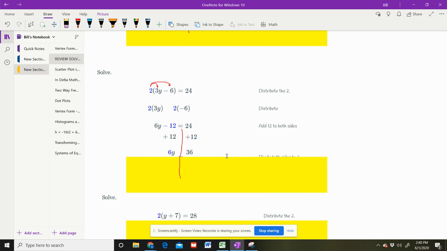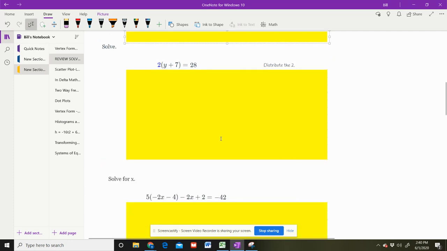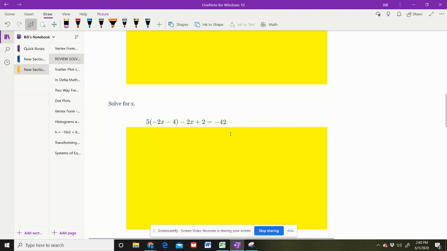I want to get the y all by itself, so I need to get that 6 out of there. I'm going to do the opposite of what it's currently doing. It's 6 times y, so I'm going to divide both sides by 6, and I end up with y equal to 6. All right, I want you guys to try this one in Edpuzzle by yourselves, and we'll move on to the next type of problem.